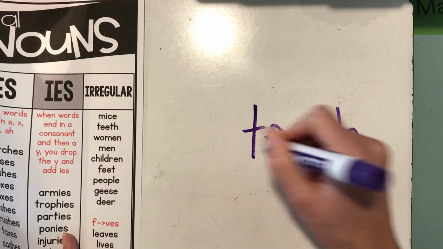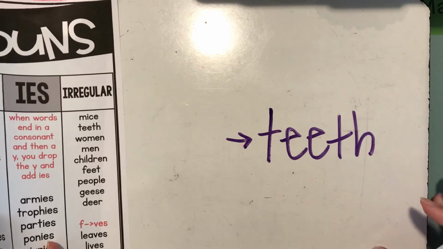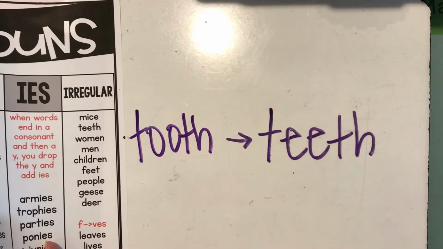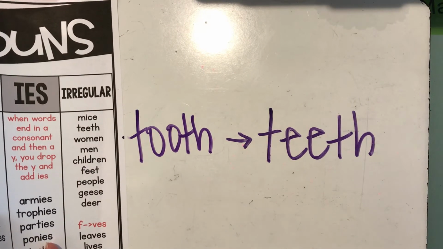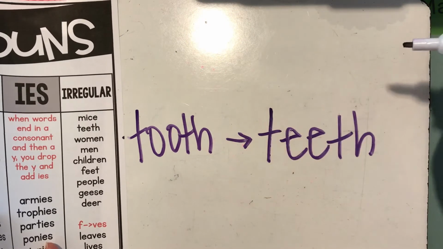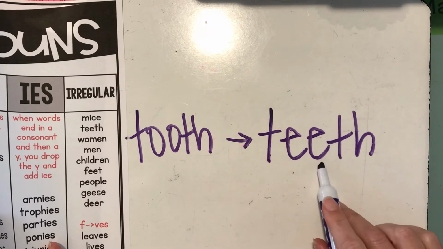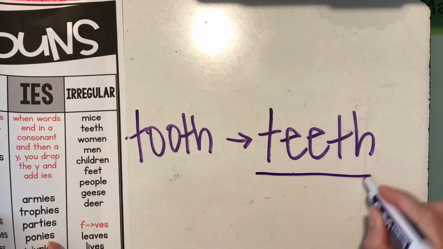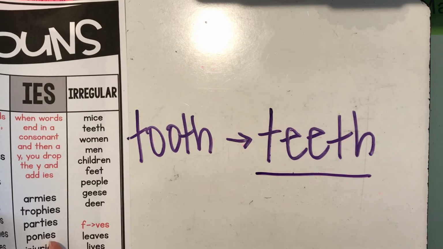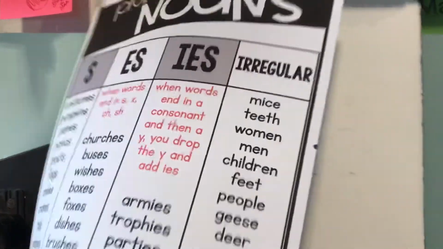What do you think it was before it became plural? Tooth, right? My tooth hurts. So I'm talking about one tooth. I wouldn't say my tooth are hurt. That sounds really weird, right? Nope. I'm going to change it to teeth. So teeth means more than one. My teeth hurt. And there's some other ones that you should know as well. Let me erase that real quick.